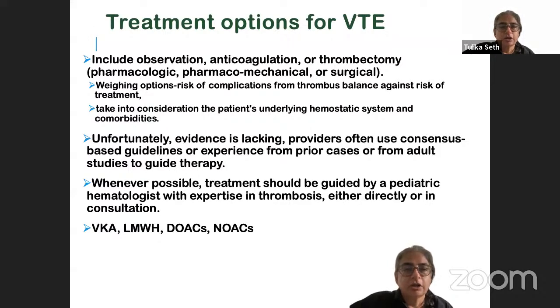So how do we treat? The initial thing would be obviously to observe and then decide what to do. If it is a central venous catheter, often the only thing you need to do is to remove the offending catheter. Many patients will require anticoagulation. Some patients may require a thrombectomy, which could be pharmacologic, mechanical, or surgical. Some of the management is expert-based, though now we are having more and more studies in the pediatric patients on specific treatments.